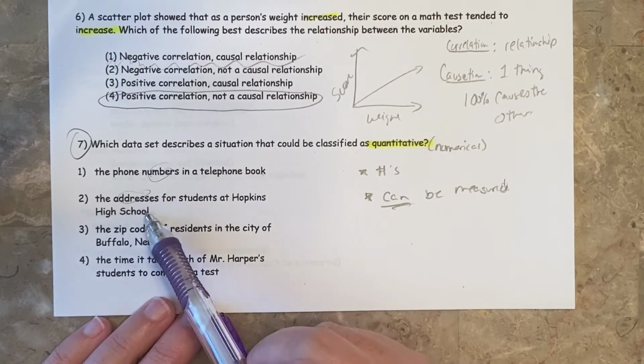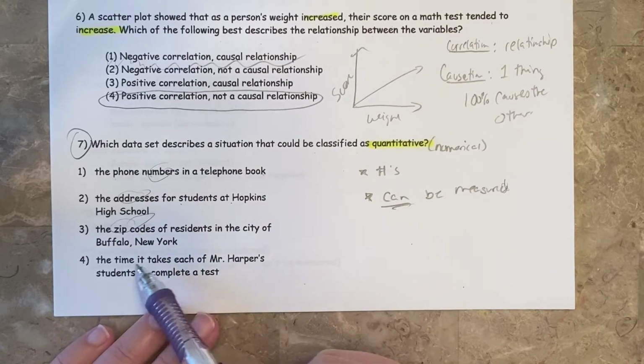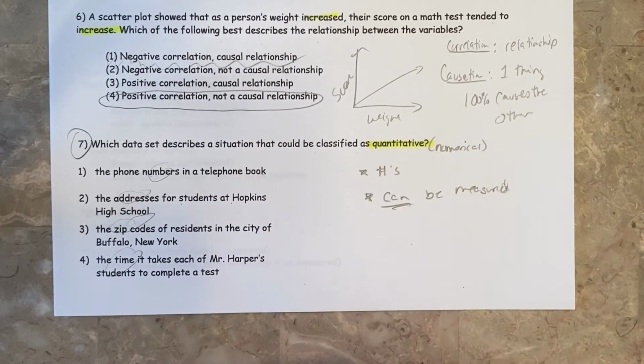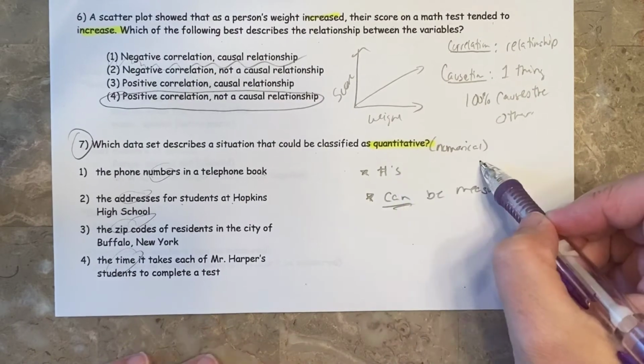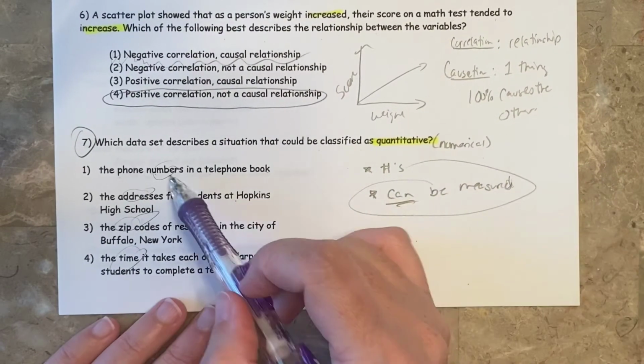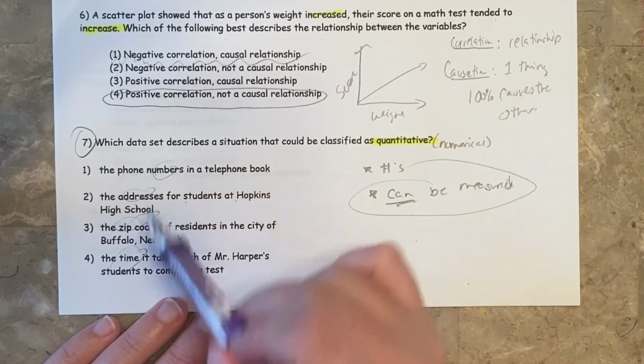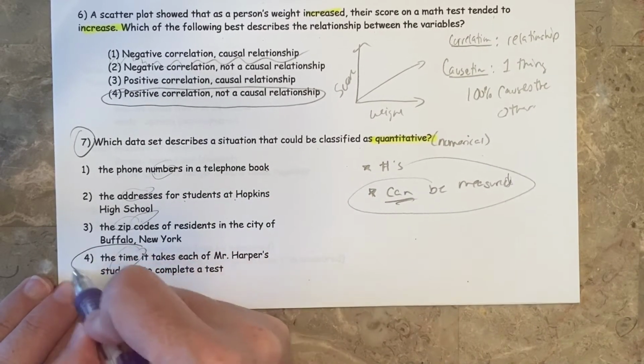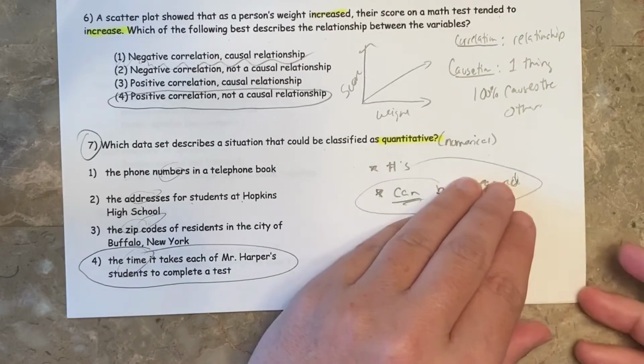The addresses, those are numbers for students. Zip codes, those are numbers. The time, everything here is a number. So this whole numbers, not numbers, idea is out the window. You have to have the deeper understanding that it can be measured. Which is the only number that can be measured? Time. Time is the only thing from this list that can be measured. That was a tough one.